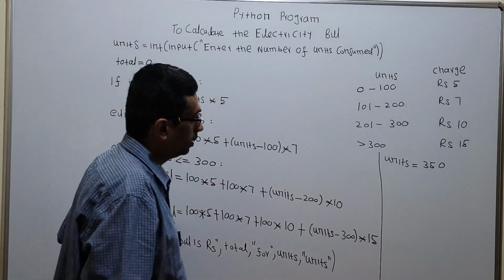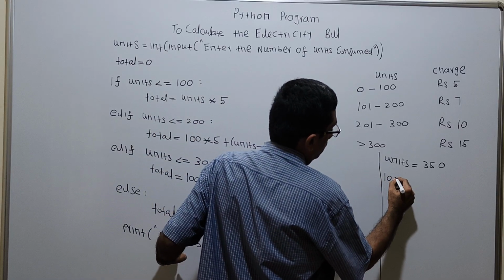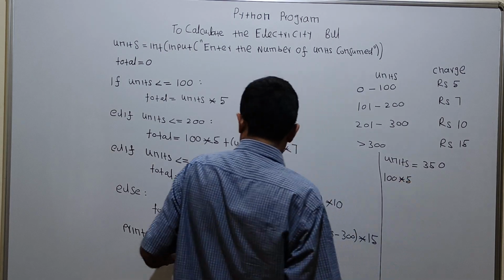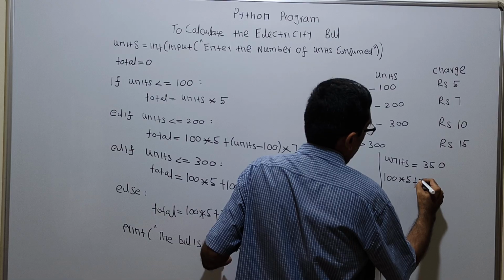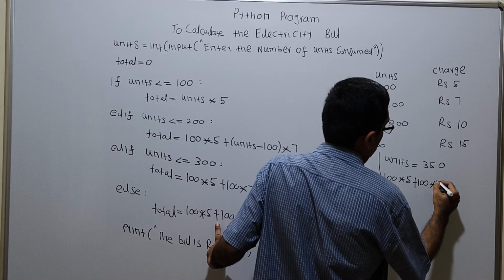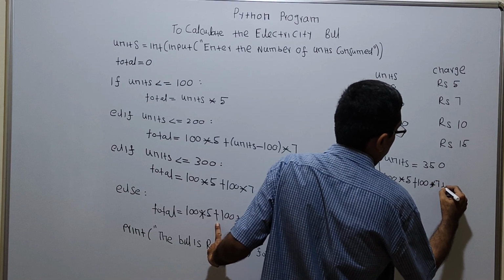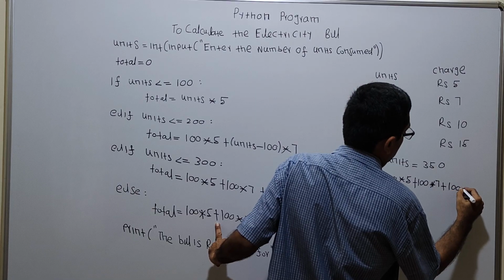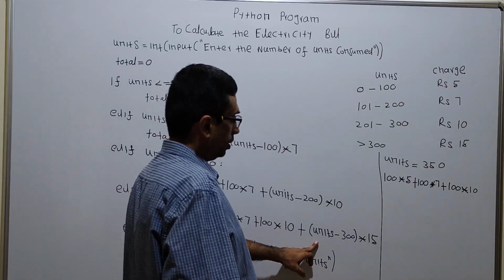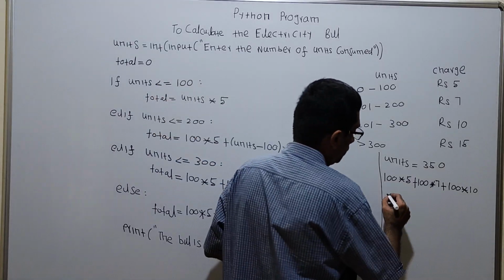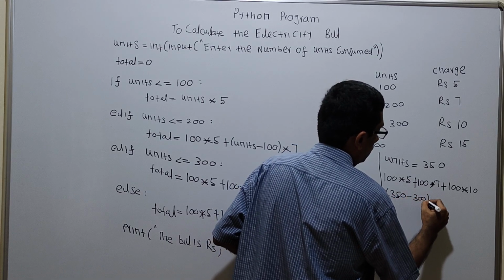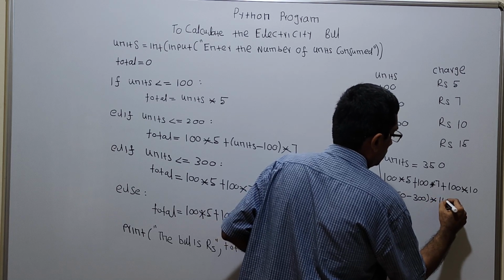So how the total is calculated? First 100 multiplied with 5 plus next 100 multiplied with 7 plus next 100 multiplied with 10, and then come here and subtract the 300 from units. That means 350 minus 300 multiplied with 15 rupees.